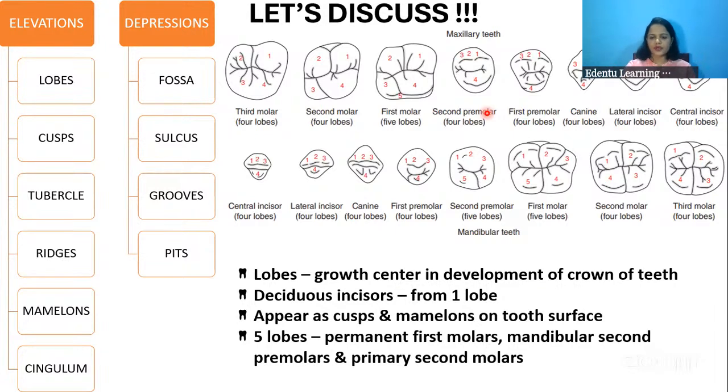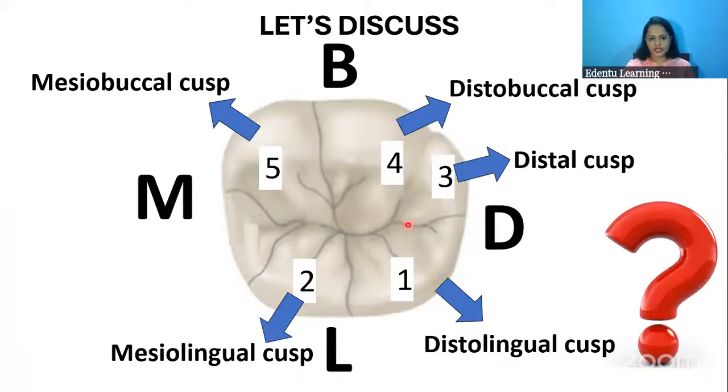Now if you look at the picture that is given in the question, out of these, the smallest cusp is seen in the number 3 region, right?